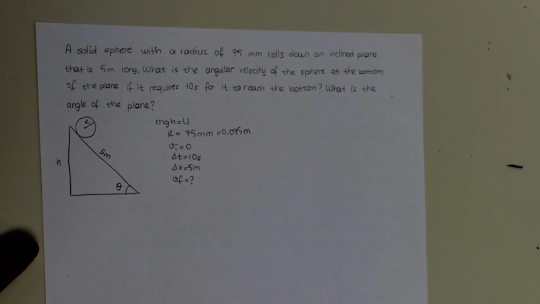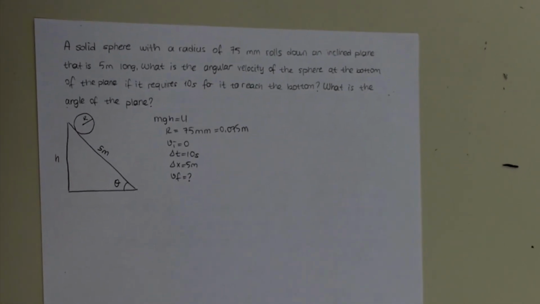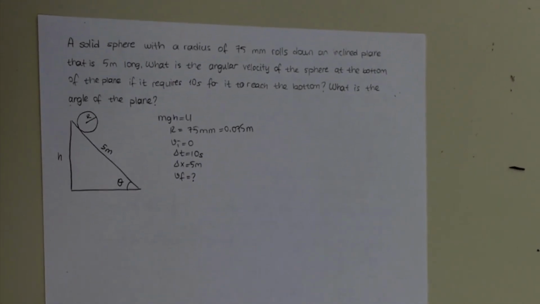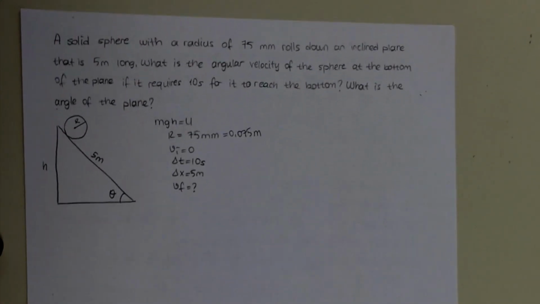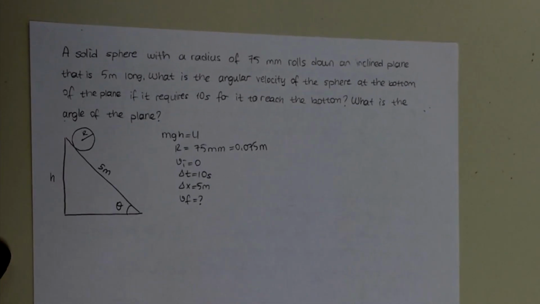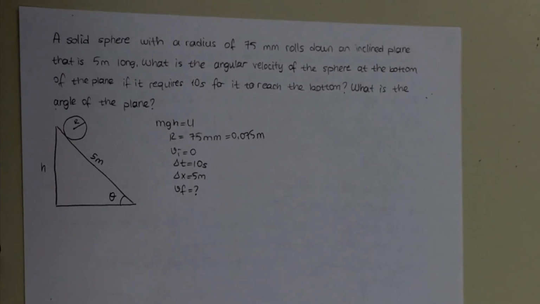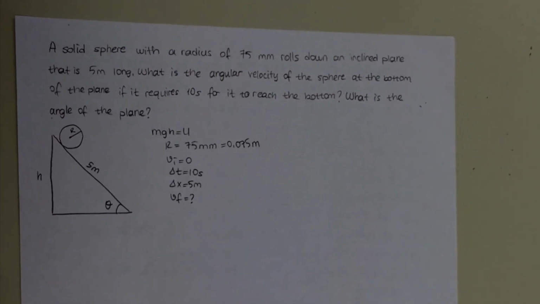A solid sphere with a radius of 75 millimeters rolls down an inclined plane that is 5 meters long. What is the angular velocity of the sphere at the bottom of the plane if it requires 10 seconds to reach the bottom? What is the angle of the plane?